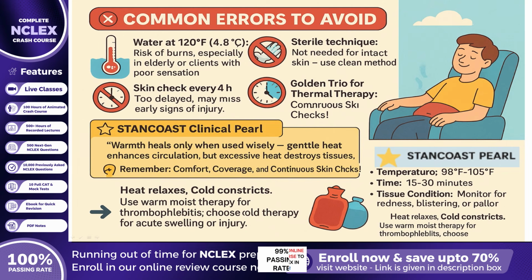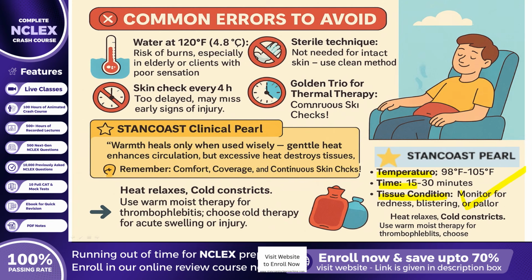Moving into your Stan Coast high-yield NCLEX tip: every time you apply heat or cold therapy, remember the golden trio. Temperature, time, and tissue condition. Temperature: maintain between 98 degrees Fahrenheit and 105 degrees Fahrenheit, never exceeding 105 degrees Fahrenheit. Time: keep sessions within 15 to 30 minutes. Tissue: continuously monitor for redness, blistering, or pallor.